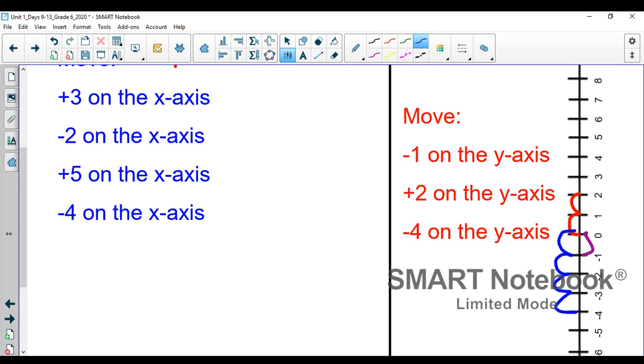Really important that when you're counting on the coordinate grid, that you are counting the jumps and that you always start at 0.